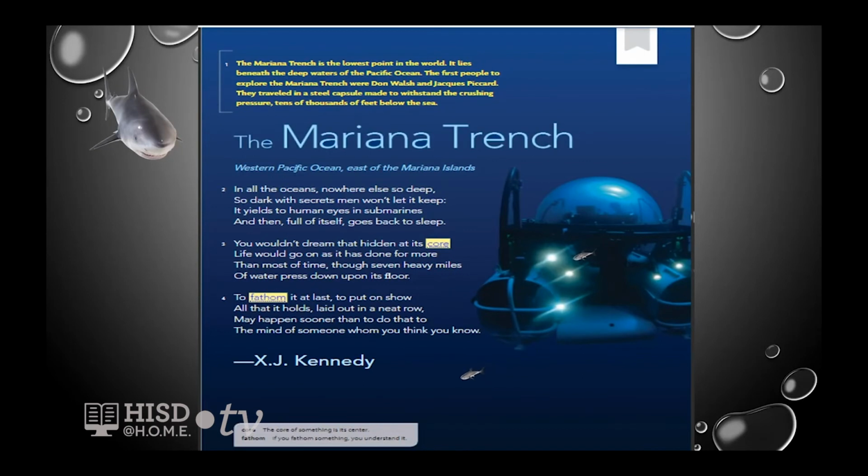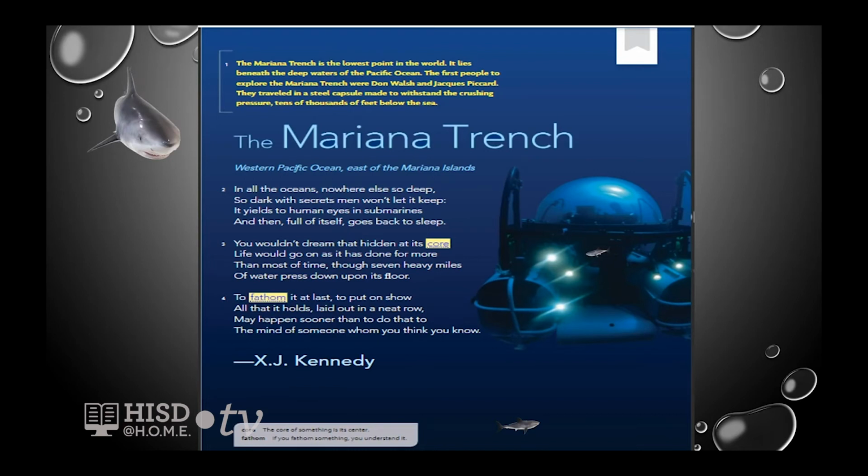The Mariana Trench is the lowest point in the world. It lies beneath the deep waters of the Pacific Ocean. The first people to explore the Mariana Trench were Don Walsh and Jacques Piccard. They traveled in a steel capsule made to withstand the crushing pressures tens of thousands of feet below the sea. Here's our poem, The Mariana Trench.